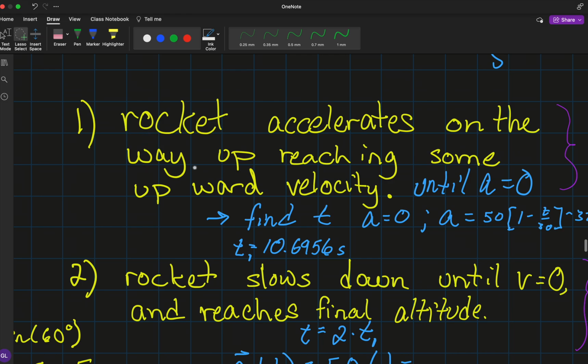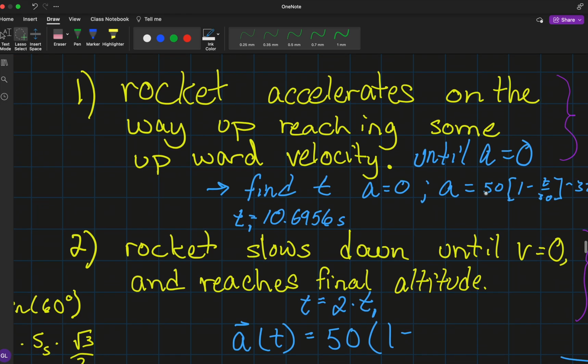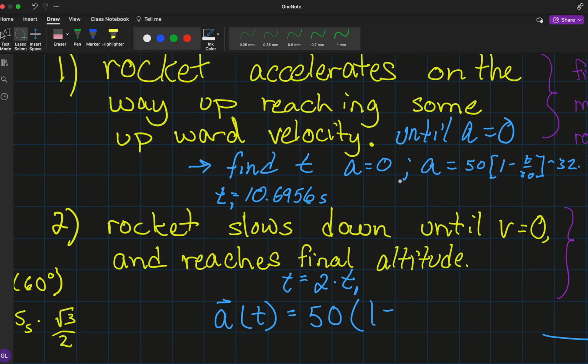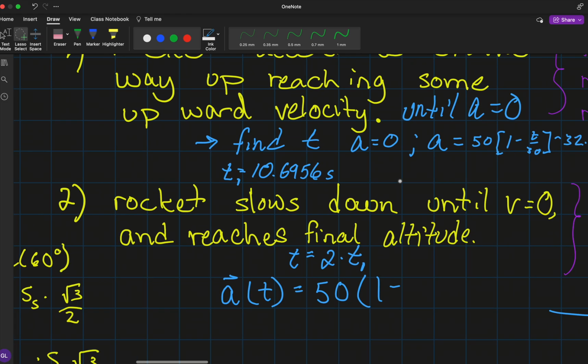So the rocket's going to be accelerating on the way up, and it's going to be reaching some upward velocity. And it's going to keep doing that until the acceleration reaches 0. Now, at some point, that acceleration is going to continue decreasing into the negative values. That means that the acceleration is now in the opposite direction. And what's going to happen is the rocket's going to be slowing down until the velocity is 0. Once the velocity is 0, then it's going to reach a final altitude.